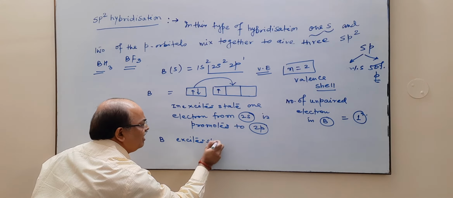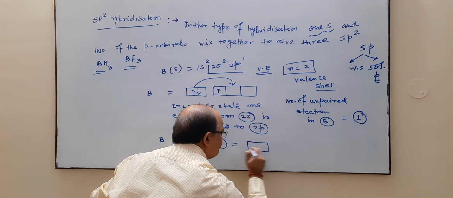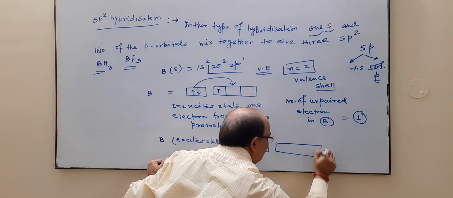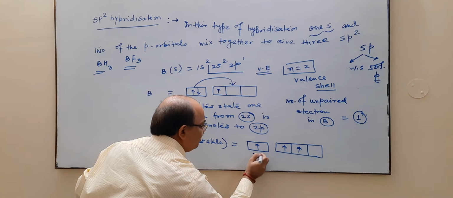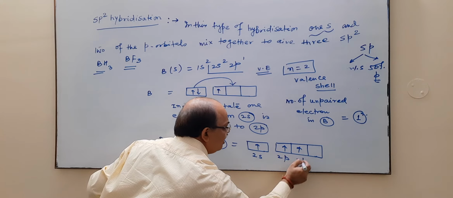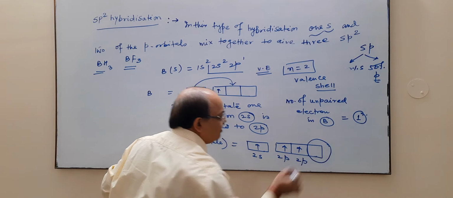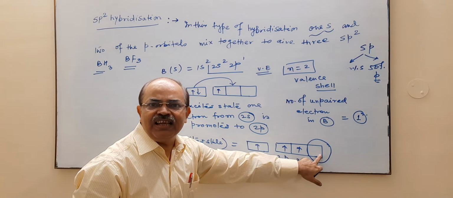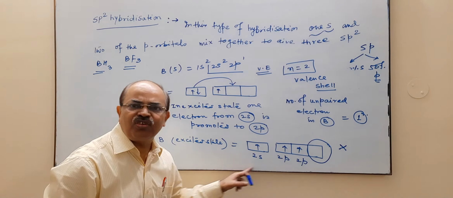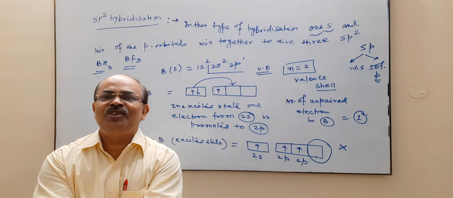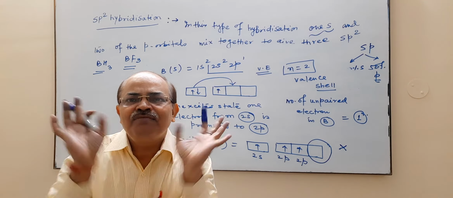So boron in excited state, that we can write, it is your 2s1 and then we have 2p1 and 2p1. ये देखिए 2s हो गया, ये फिर 2p हो गया, ये फिर 2p. Now it will not take part in hybridization. जिसको हमने encircle किया है, that will not take part in hybridization, while these 3 will take part in hybridization or will be used in your bonding.